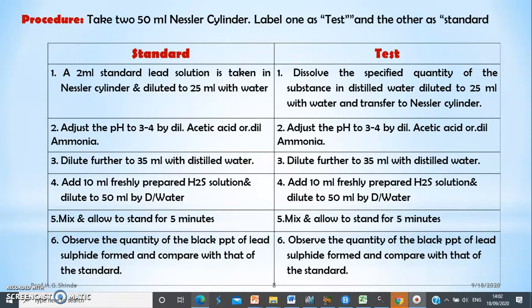Mix both the solutions and allow them to stand separately for 5 minutes. Then we observe the quantity of black precipitate of lead sulfide formed, and compare the lead sulfide formed in the test sample with that of the standard sample. So now we will actually perform the practical.